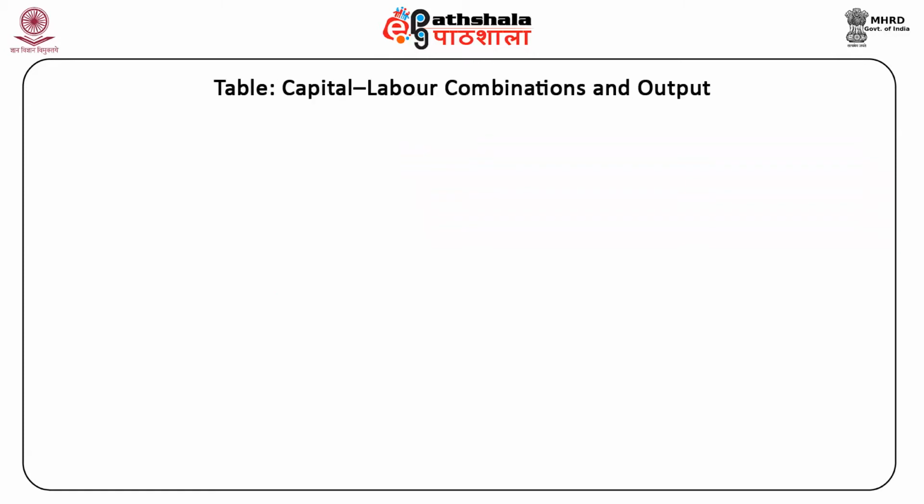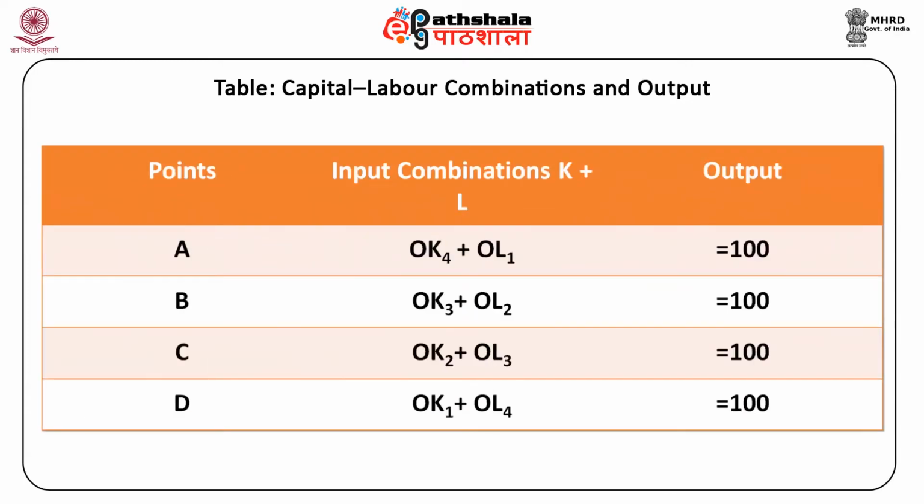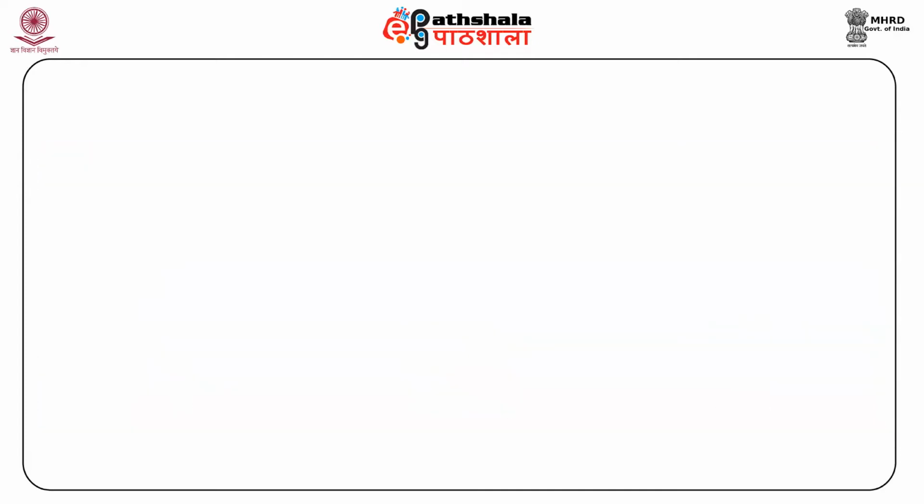Consider the capital-labor combination and output table. As it is quite clear from the table, different input combinations, that is points A, B, C, D, yield the same level of output, 100. Thus, an isoquant should pass through these points. Moreover, both inputs are substitutes for one another. Now, based on all these, we can draw the isoquant as represented in the diagram.